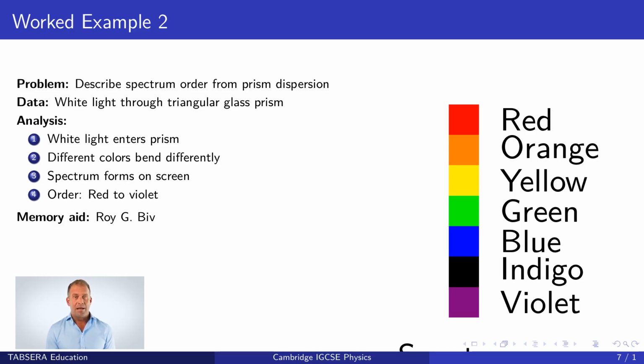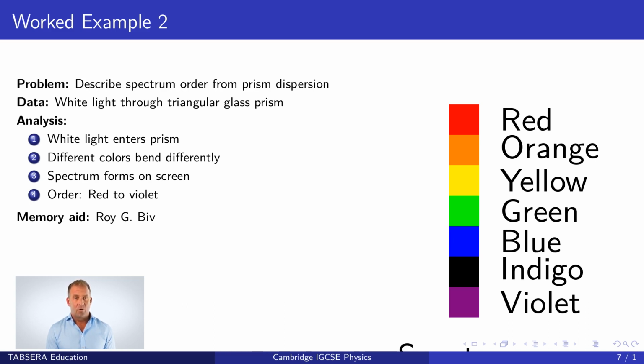First, white light enters the prism as a single beam containing all colors mixed together. Second, different colors bend by different amounts due to their different refractive indices in glass. Third, the spectrum forms on the screen as colors separate spatially. Fourth, the order from least bent to most bent is red, orange, yellow, green, blue, indigo, violet.